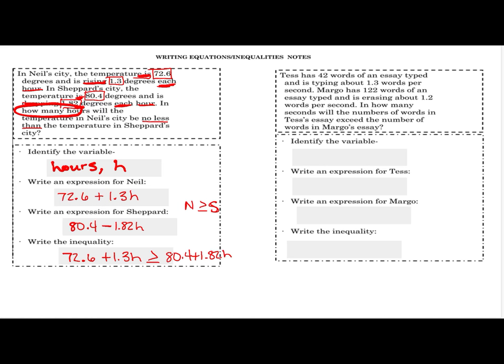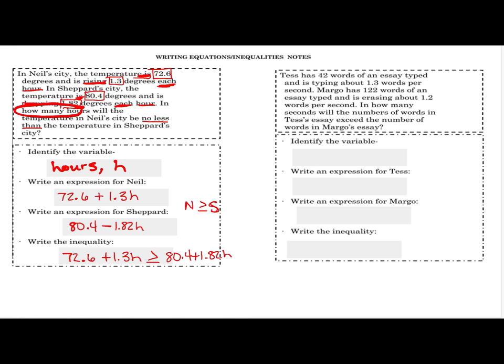So now last one. Tess has 42 words on an essay typed and is typing about 1.3 words per minute. Margot has 122 words of an essay typed and is erasing about 1.2 words per second. And how many seconds will the number of words in Tess's essay exceed the number of words in Margot's essay?